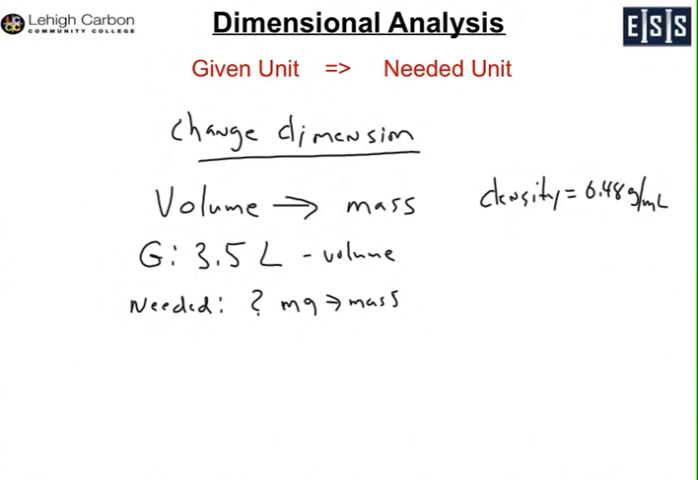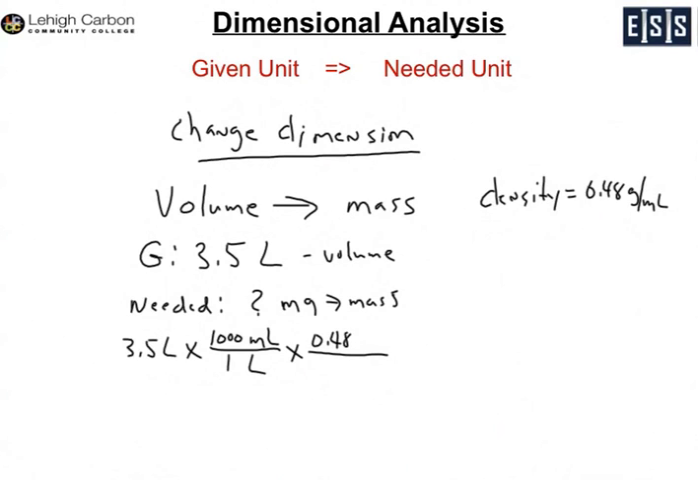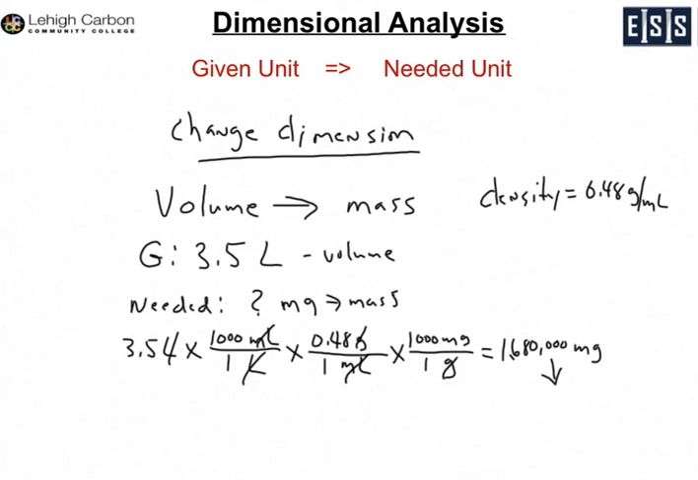So if we now do the problem, we're going to start with 3.5 liters. Now we have to change that liters to milliliters. We know in 1 liter there are 1,000 milliliters, which you should have memorized. Then we apply our density: there's 0.48 grams in 1 milliliter for this fluid. And then to get to milligrams, we know that in 1 gram there are 1,000 milligrams. And so our liters cancel here, our milliliters cancel, and our grams cancel. Our answer will be in milligrams. And if you do the math here, you'll end up with 1,680,000.